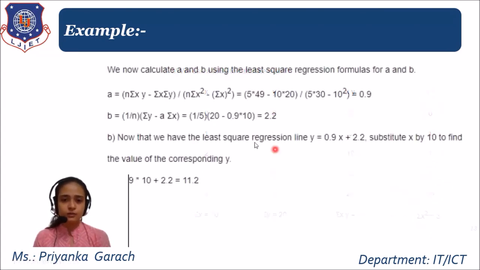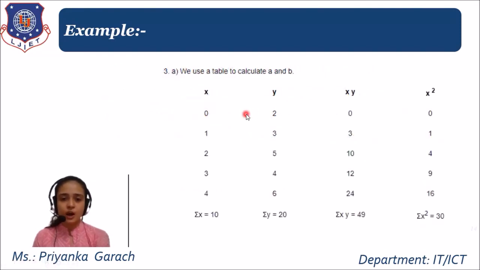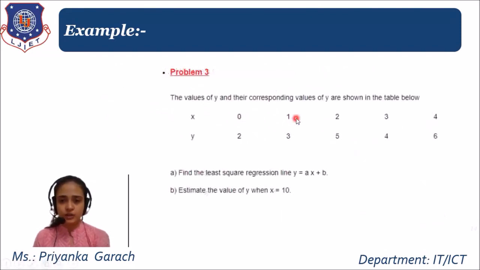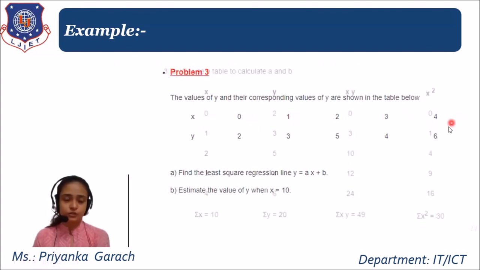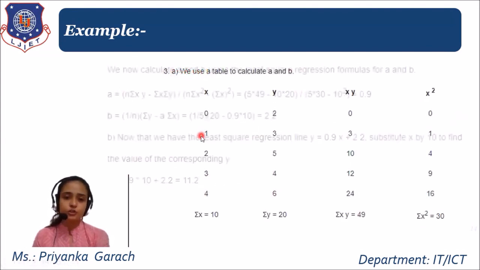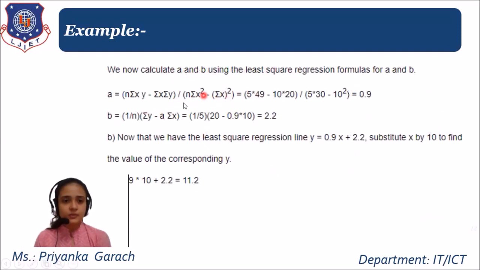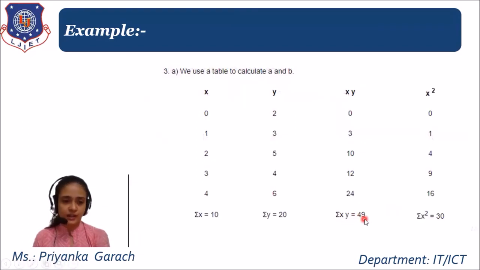Now put all these values into the equation. So my equation of a is like this, that is n. What is n? It is the total number of observations. So how many observations are there? That is 1, 2, 3, 4, and 5. So total 5 observations are there. So my value of n is 5. So put the value of n, that is 5, into sigma of x into y. Sigma of x into y is 49.